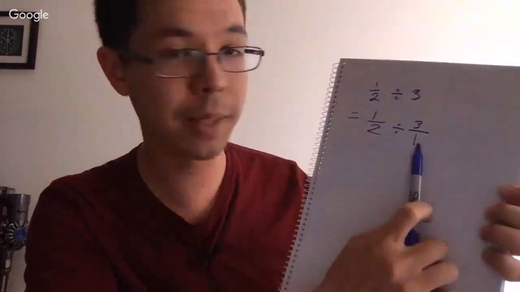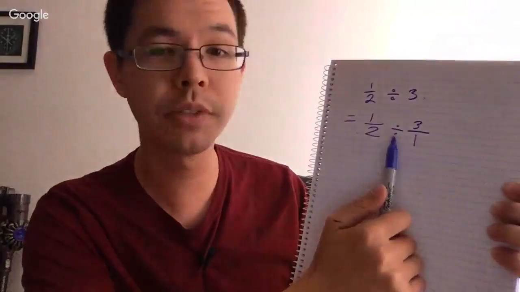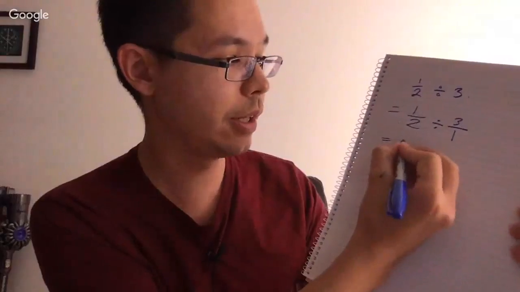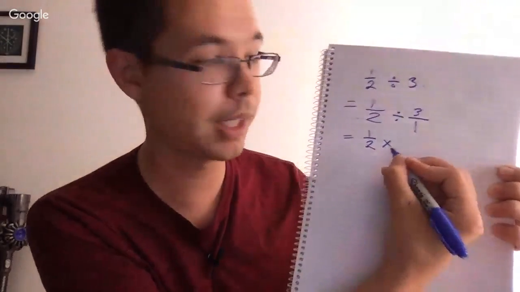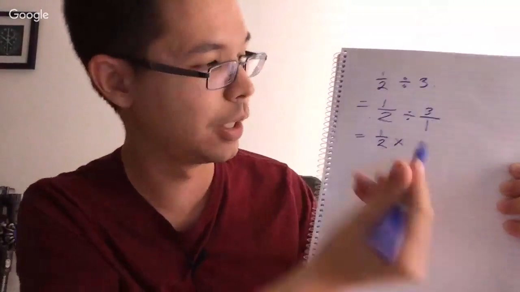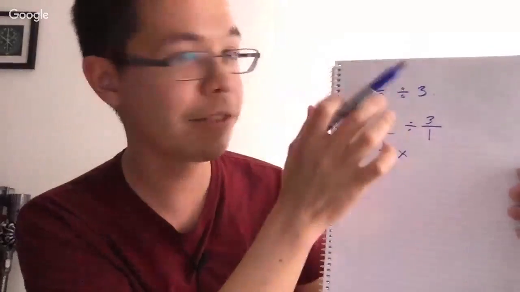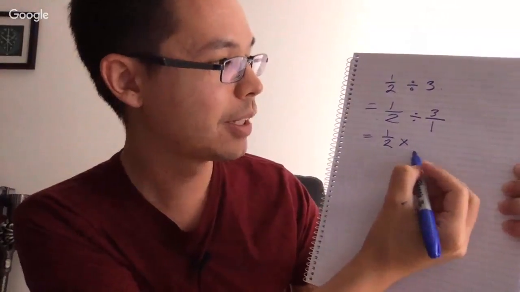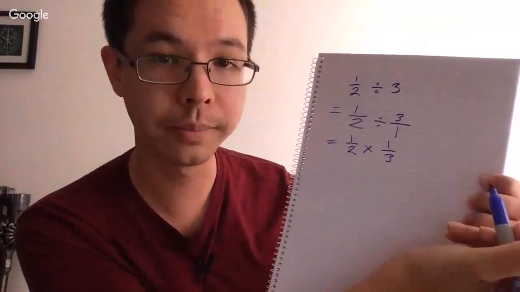Now, if I flop it upside down to turn it into a reciprocal, when I do that motion, I also have to change this divide sign into a multiplication. So if I turn that into reciprocal form, this becomes the multiplication sign. I leave the other one alone. Don't touch the first one. So if you had this divided by that, leave the first one alone. Okay, 1/2 times by the upside down, which should be 1/3.